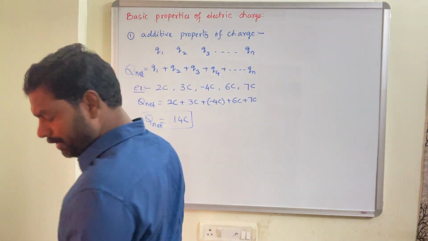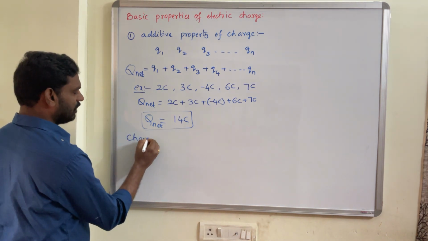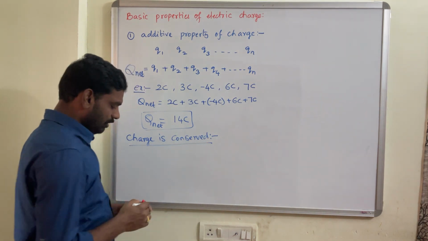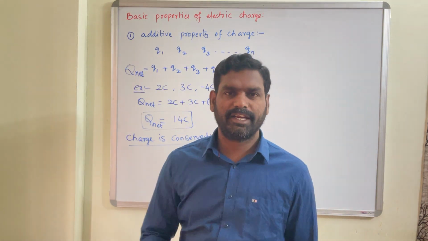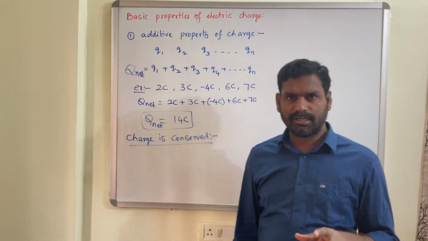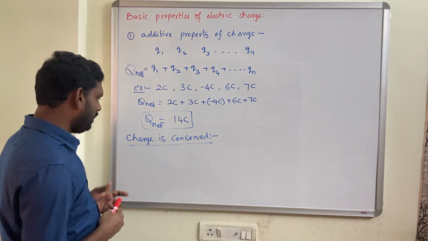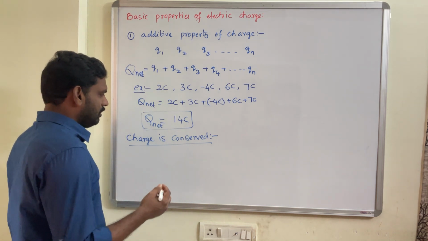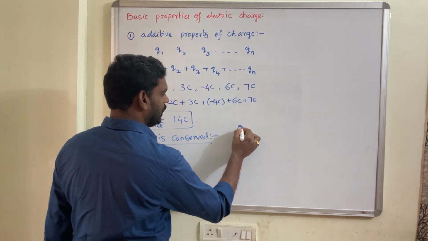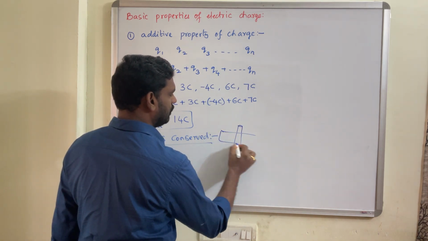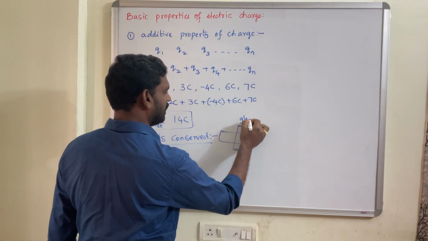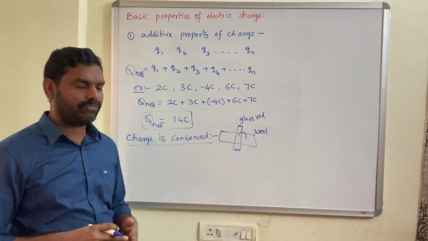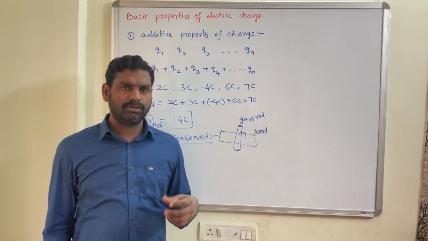The next property is that charge is conserved: conservation of charge. What is the meaning of conservation? We cannot create anything or destroy anything, but we can change it from one form to another. Charge is conserved means, when we rub a glass rod on a woolen cloth, the glass rod loses some electrons and the woolen cloth gains the same number of electrons. Initially the glass rod is neutral and the wool is also neutral.